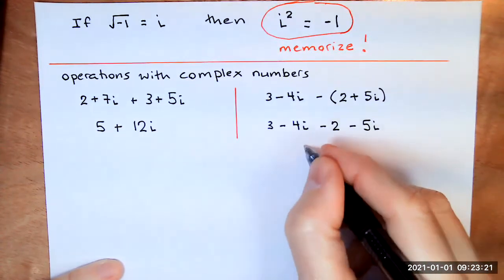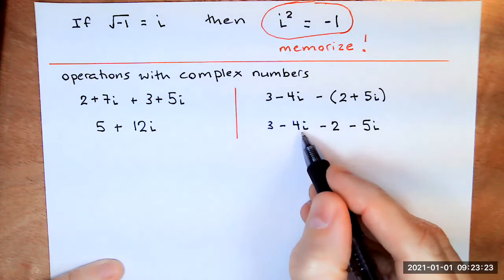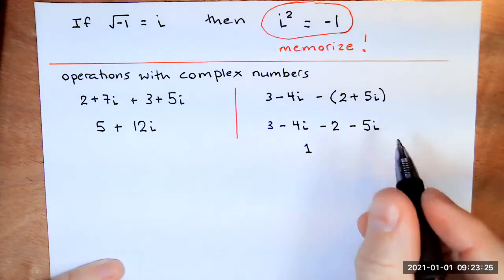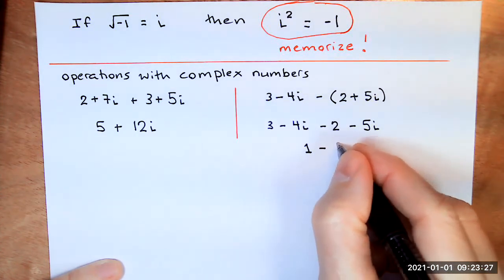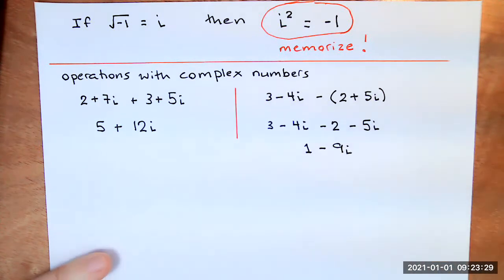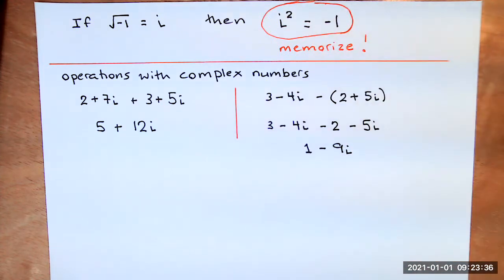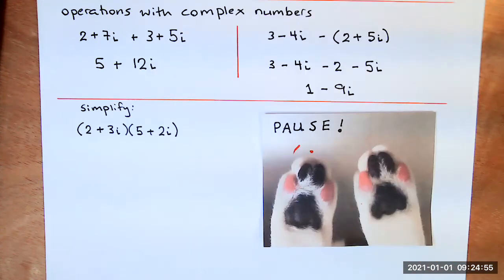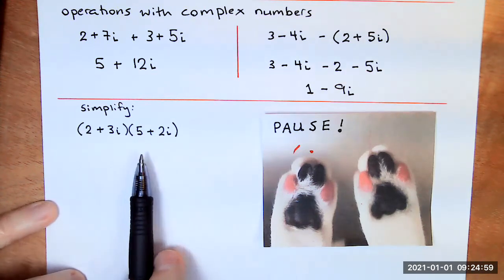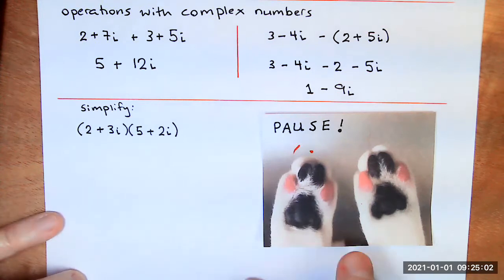3 minus 2 is 1. Negative 4i and negative 5i make negative 9i. Let's try another and keep this in mind. All right, let's simplify this expression. And if you're feeling ready, you could go ahead and try this on your own.